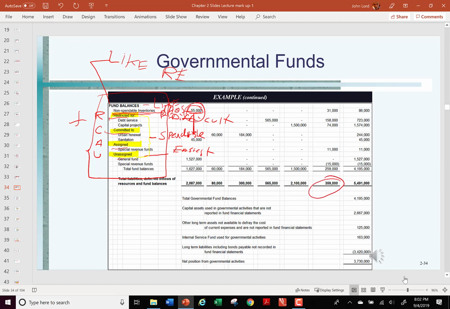So if something is restricted, it is very difficult to spend. If something is committed, it's hard to spend, but not as hard as something that's restricted. If something is assigned, it's hard to spend, but not as hard as something that is committed. And if it's unassigned, that means it's not hard to spend at all. That's sort of like unappropriated retained earnings. So these are listed in order of how hard they are to spend, aren't they? How hard is it to spend something that's non-spendable? Impossible, because it's non-spendable, right?